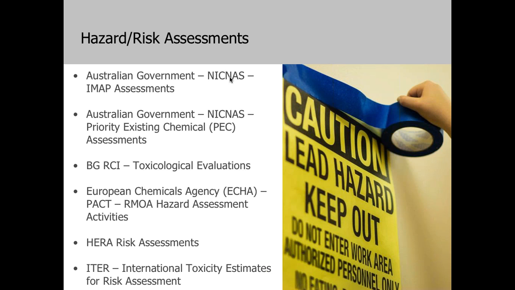This BGRCI is toxicology evaluations, about 250 of them for industrial chemicals, and this is produced by one of the German environmental agencies. We've added the ECHA risk management option analysis documents, and these are actually an informal hazard assessment of persistent pollutants. We've added the HERA risk assessments.